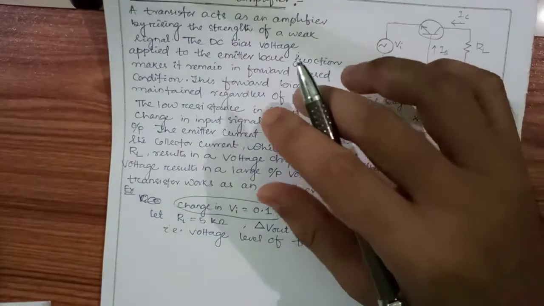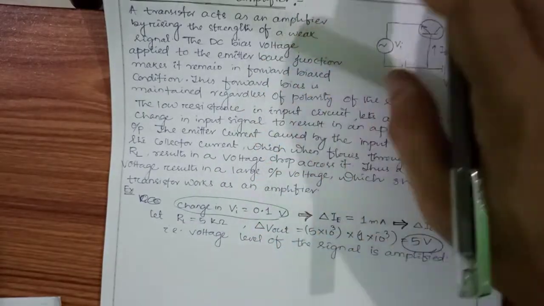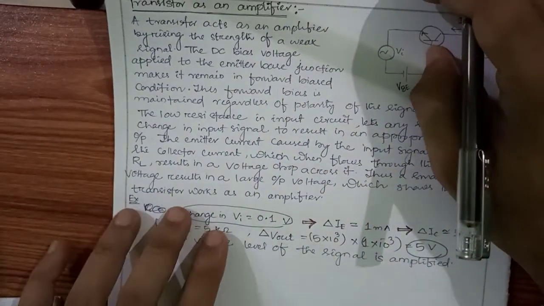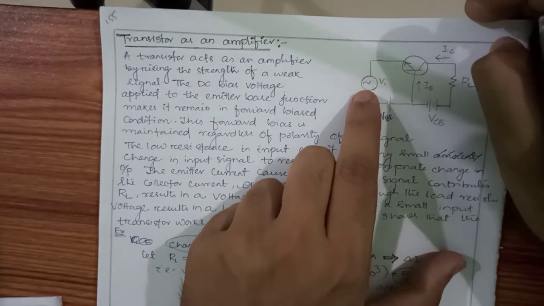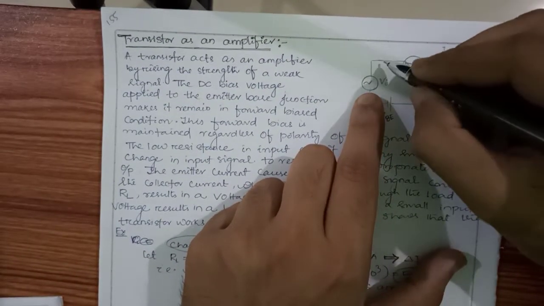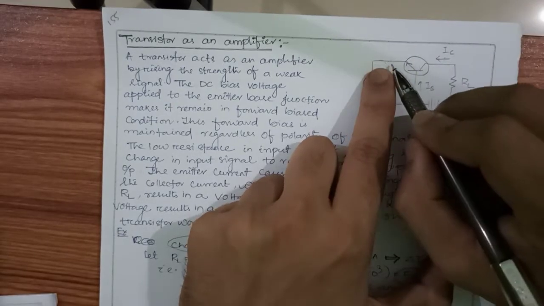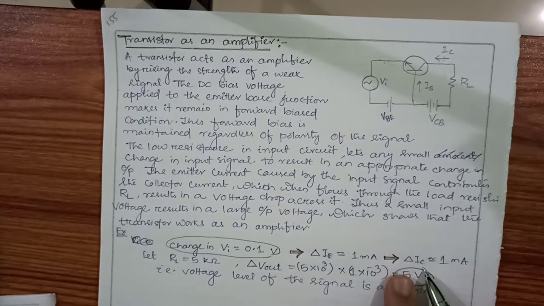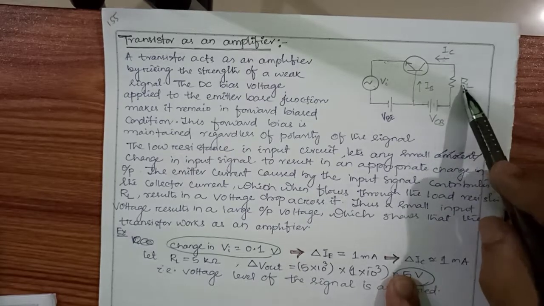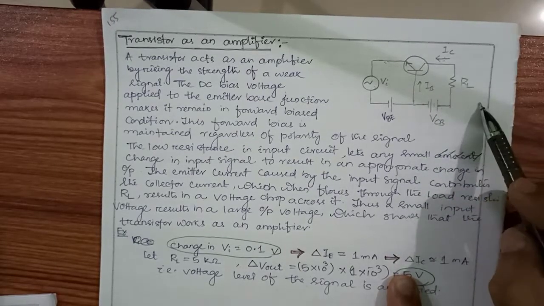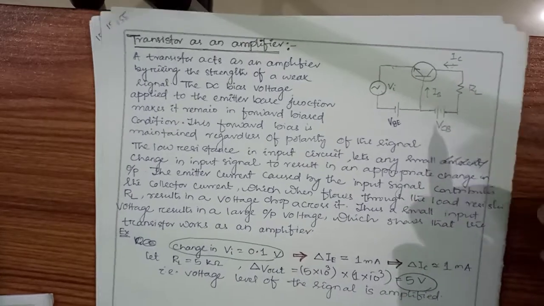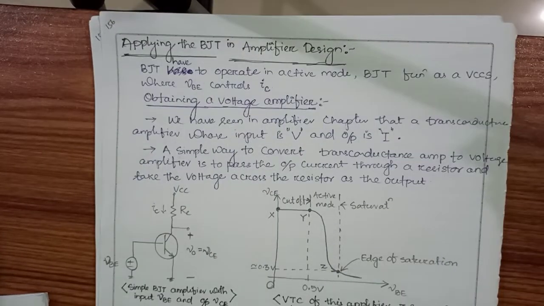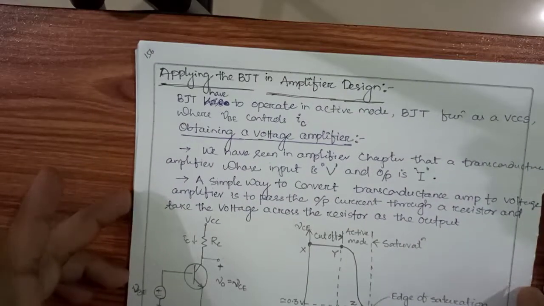Okay, so this is just a small example. We will see more clearly how a transistor acts as an amplifier in the active region. But for now, remember that the change in input voltage causes a change in IE, and this change in IE causes a change in IC. As this IC changes, RL times IC gives me V output, and that V output will increase. Now we'll see in more detail how a BJT can act as an amplifier.